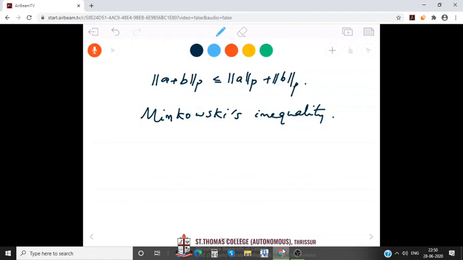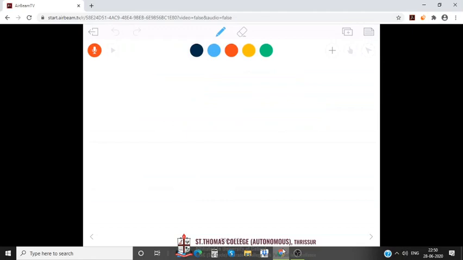Now we may move on to Minkowski inequality in function space. When we studied Holder's theorem, we studied Holder's theorem in sequence spaces as well as in function spaces. Here also we have proved Minkowski inequality in sequence space. Now we will prove Minkowski inequality in function space.